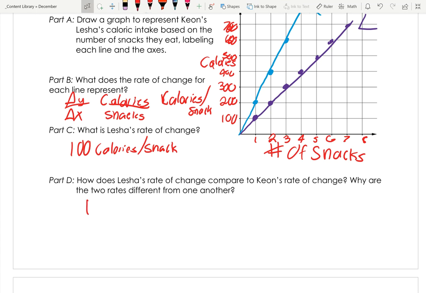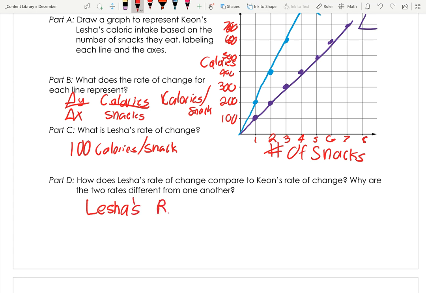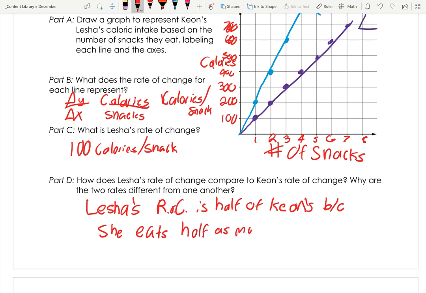So you can essentially say that Leisha's rate of change, let's abbreviate ROC, rate of change, is half of Keon's, because remember, Keon eats 200 calories per snack, whereas Leisha eats only 100 calories per snack. It is half of Keon's because she eats half as many calories per snack.